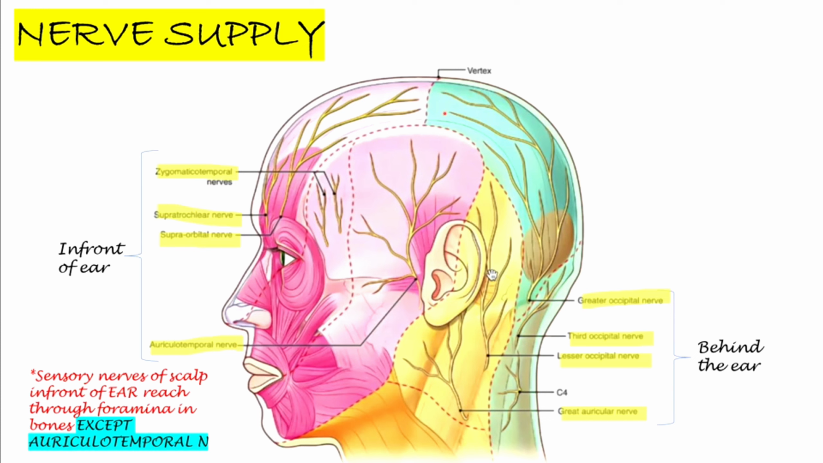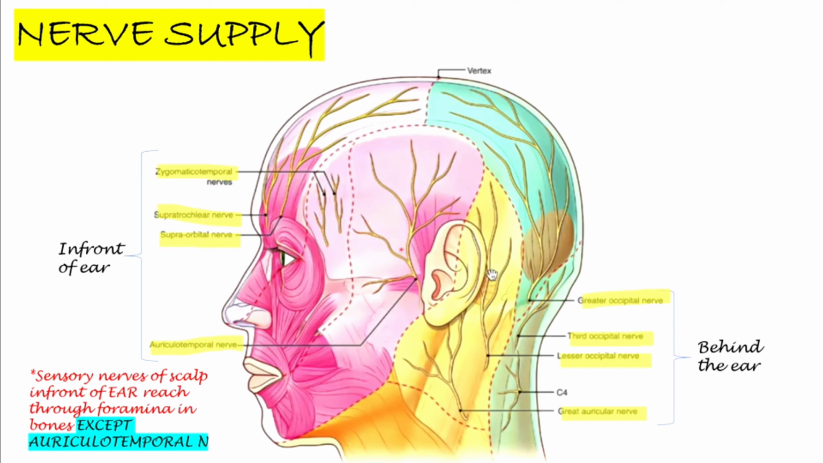Let's get into the nerve supply of the scalp. You have to remember 5 nerves in front of the ear and 5 nerves behind the ear, out of which 4 nerves are sensory and 1 is motor. Let's see the nerve supply in front of the ear. 4 sensory nerves: supraorbital, supratrochlear, zygomaticotemporal, and auriculotemporal. The sensory nerves of the scalp in front of the ear reach through foramina in bones except the auriculotemporal nerve. The auriculotemporal nerve doesn't come through any foramina to supply the scalp.